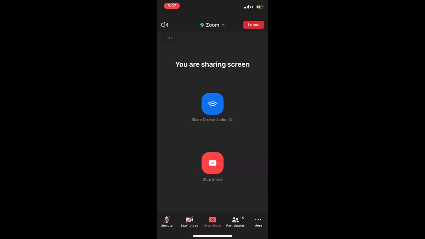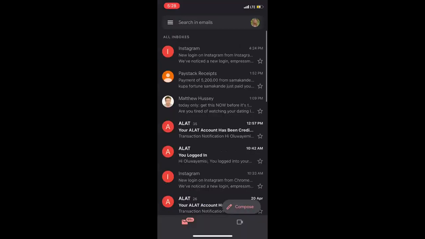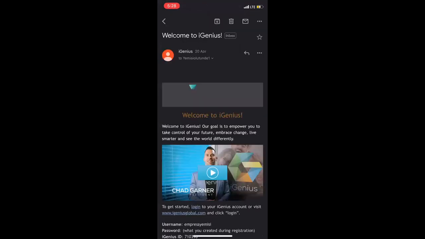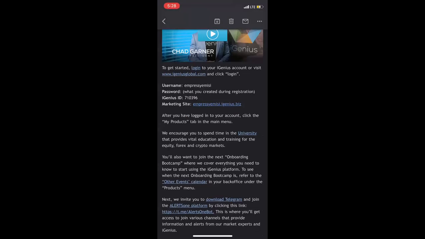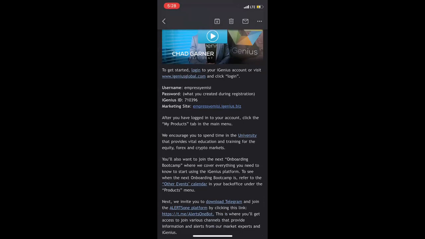All right, so the first thing you want to do is go to your email. I'm sure everybody that signed up, or registered, received an email from iGENIUS, right? So this is where you want to start from. You want to take note of your iGENIUS ID number. Aside from your username and password, the iGENIUS ID number is very, very important, so make sure you don't forget it.